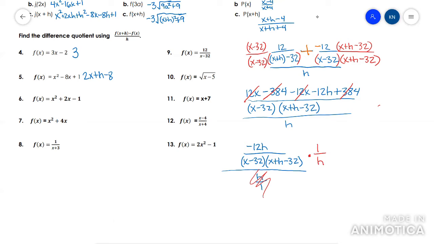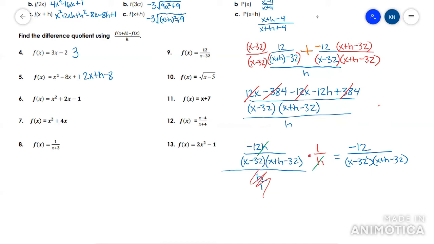And so if you do this, now you'll realize that there's going to be an h on top and bottom that cancel, and you'll end up at your answer with just a negative 12 on top and those two polynomials on bottom. Like that. And your teacher might ask you to FOIL this bottom part out. I wouldn't ask for that. This would be an acceptable answer in my opinion. But yeah, the rational ones can be tricky.